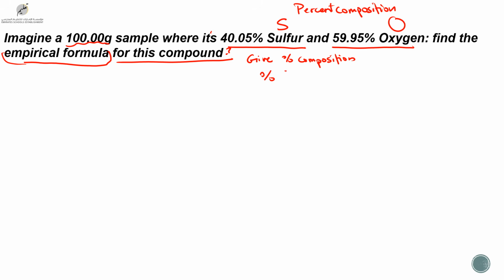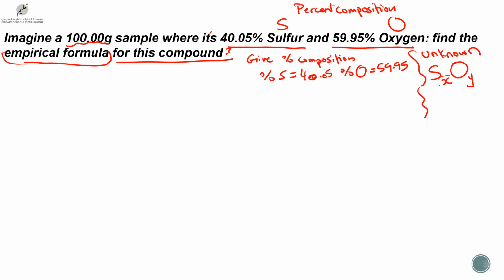The percentage of S equals 40.05. The percentage of oxygen equals 59.95. Okay? And the unknown is the empirical formula. So S_x O_y. We don't know these numbers. We don't know the formula, the empirical formula. Okay? So how can we find it?